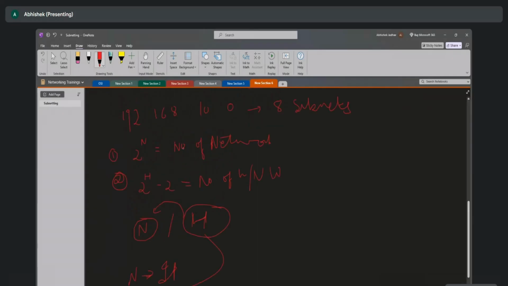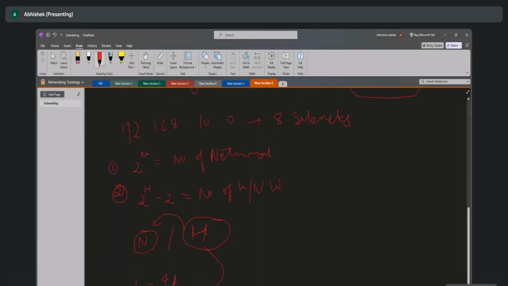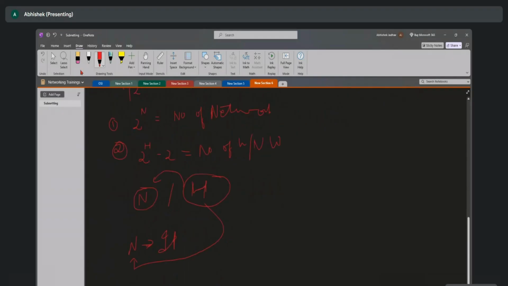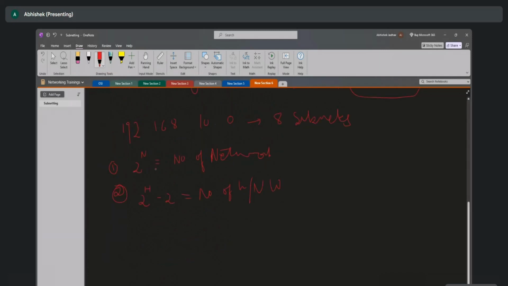For example, in our scenario, when we calculate later on, I'll explain what is network bit and what is host bit using that example, so as to not confuse you now. I hope this is clear. 2 to the power of network bits borrowed is equal to the number of networks. 2 to the power of host bits remaining, minus 2, is equal to the number of hosts per network. Important, so make a note of it.